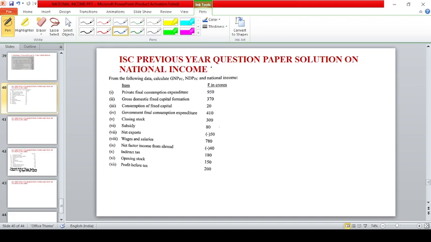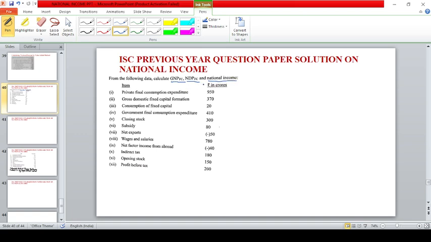Now in this class, we are going to understand how to calculate national income, which was asked in your previous ISC question paper. Okay, so now the question is given to you, students. Whenever the question is given, read it properly and understand what is being asked to calculate. Here the question is: from the following data, calculate GNPFC, NDPFC and national income.